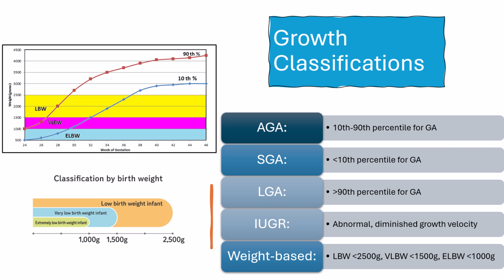Intrauterine growth restriction, IUGR, refers specifically to abnormal, diminished growth velocity, not just small size. The exam also tests weight-based classifications. Each classification carries specific risks and management considerations.